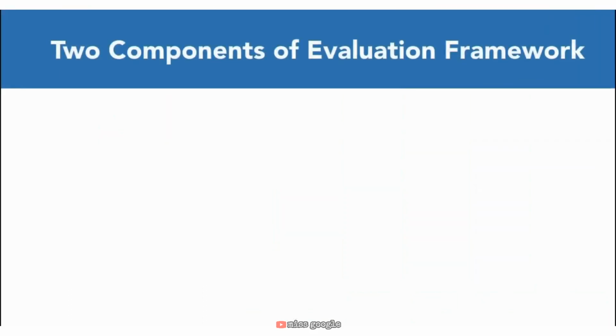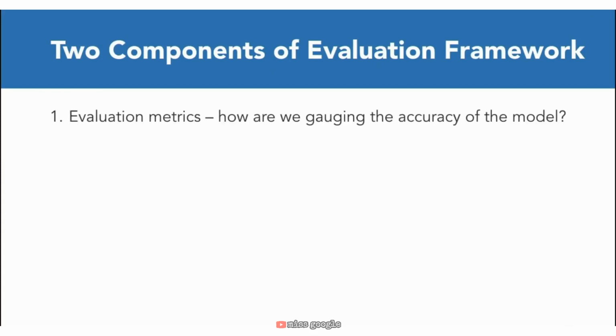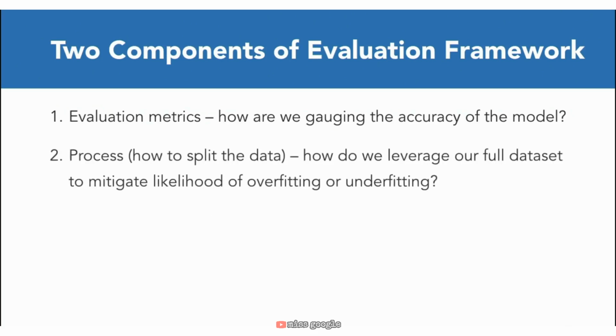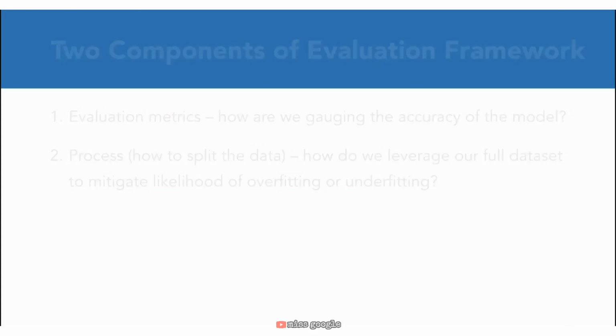In this lesson, we're going to start to pull everything together into a cohesive framework that will be used for evaluating our model. Now, there are 2 components of an evaluation framework. First, there's the evaluation metrics. How are we gauging the accuracy of the model? What is the quantitative measure of performance that we're going to use? Secondly, there's the process. How will we leverage our full data set to mitigate the likelihood of overfitting or underfitting, both of which will impact the model's ability to generalize?